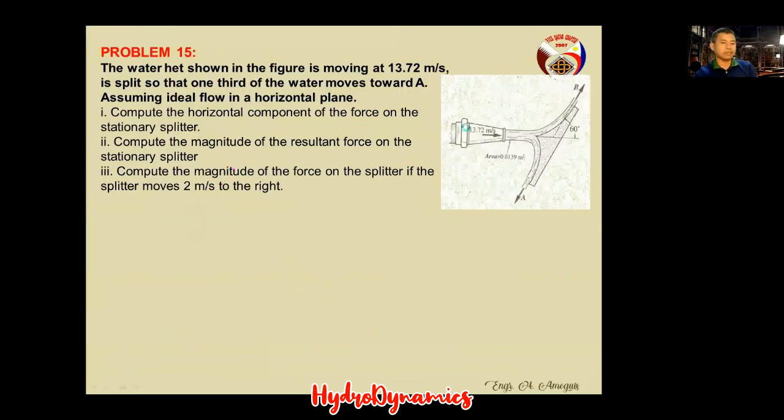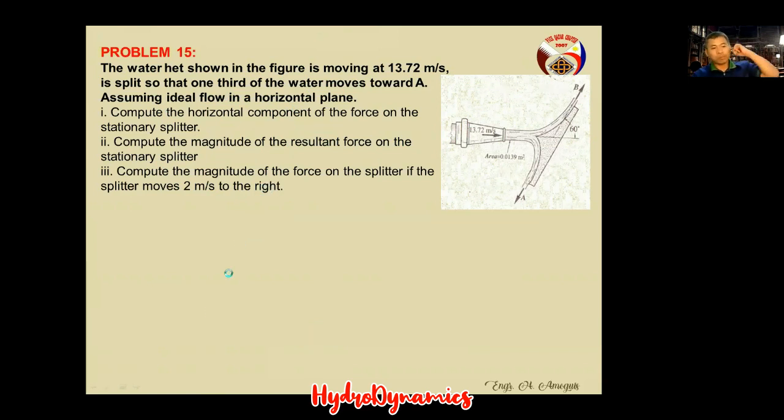Okay. Ito magandang tanong. Paano pag ganito? Walang problema. Ganun pa rin. Halimbawa, merong water jet tapos hinati, no? Parang tinusok ng plate tapos naghihiwalay. So ang sabi dito, water jet shown in figure is moving at 13.72. So napunta sa A, napunta sa B, pero yung speed parehas lang yan. Na magkaiba yung quantity ng flow, pero yung velocity parehas.